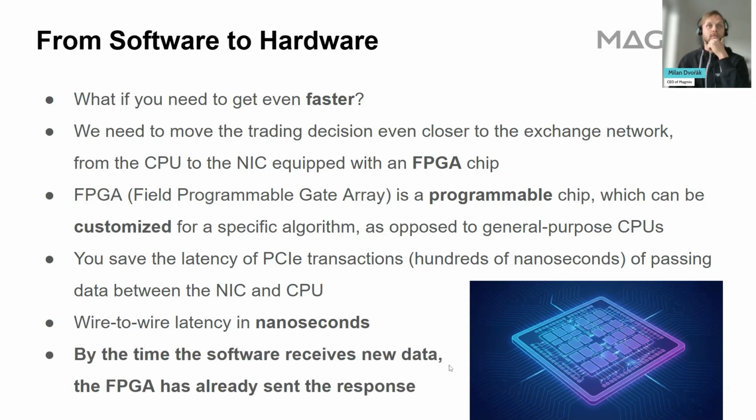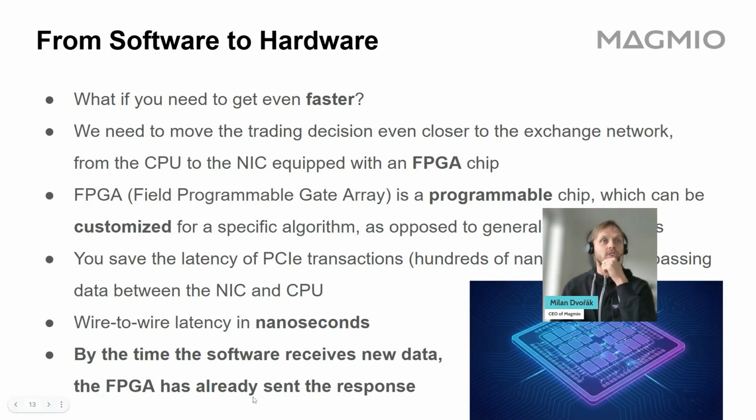And an interesting piece of information is that since you are now in nanoseconds, not in microseconds, if you compare to the software solution, by the time the software even sees the event, the new price in the market, the FPGA has already sent the response back. So if you're working with hardware, you are guaranteed to be faster than everyone else still using software. Similarly, if you're co-located, you are definitely faster than everyone else who is outside of the co-location because of the propagation delay. So that's how these latency tiers work.